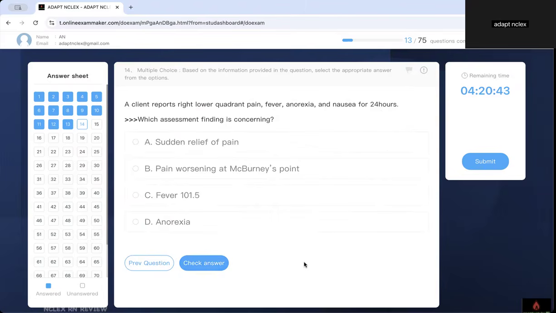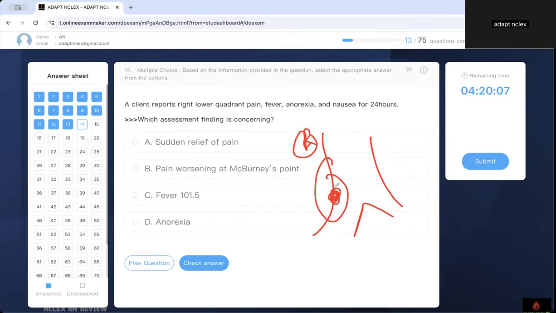Now, the client reports right lower quadrant pain, risk reduction, right? Fever, anorexia, and nausea for 24 hours. What do you think? Buzzword: right lower quadrant pain, fever, anorexia, and nausea for 24 hours. What does it tell you? There's only one thing in your right lower quadrant. Don't pick anything that you don't know. What is here? Right lower quadrant is here. Your right side is on the left side of the screen. So this is your left, but this is patient right. And therefore, this is right lower quadrant.